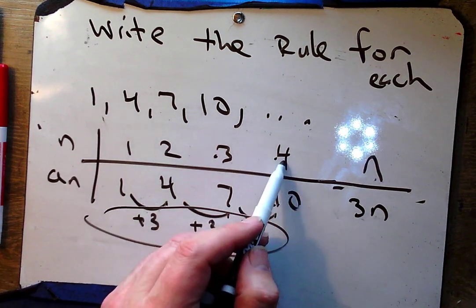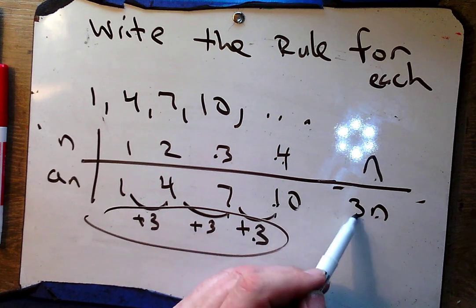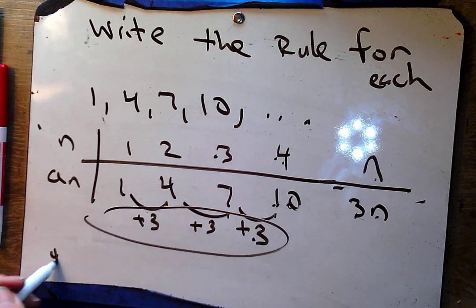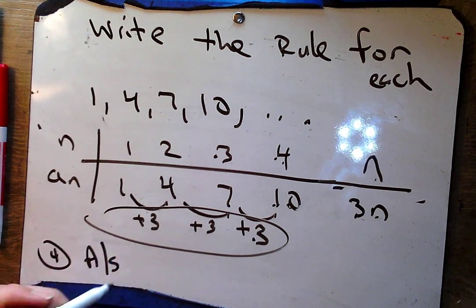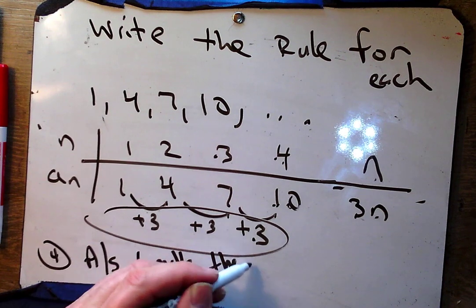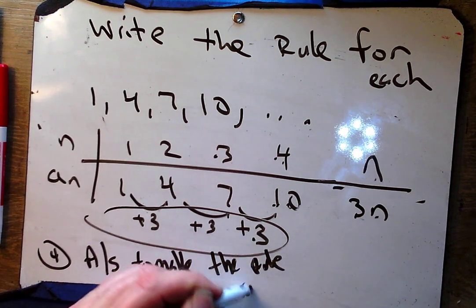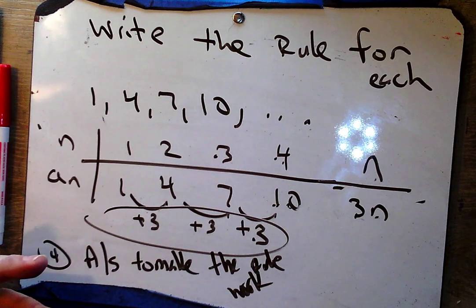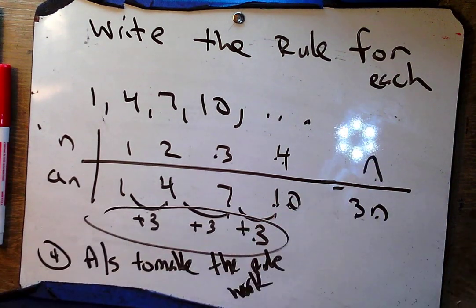Well, if I plug in a 4, I should get 10. 3 times 4 is 12, not 10. So remember, step 4 was add or subtract to make the rule work. And I really like this because it really empowers you, the student, to say, well, that doesn't work. I better do something to that to make it work.